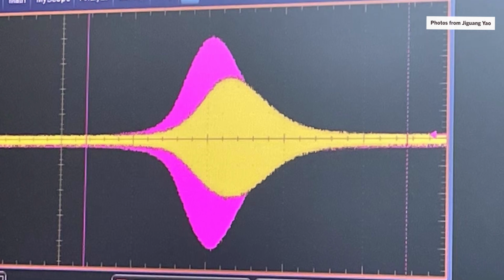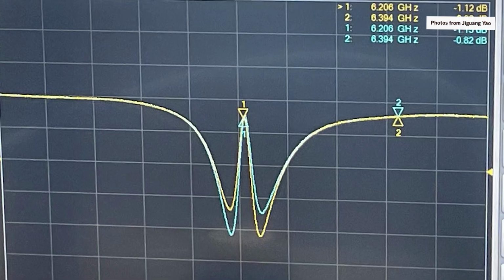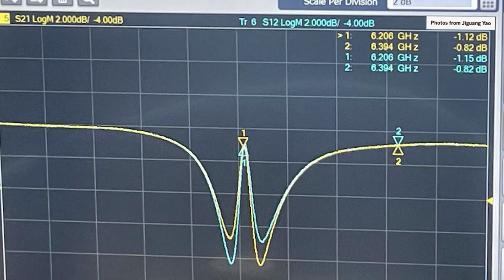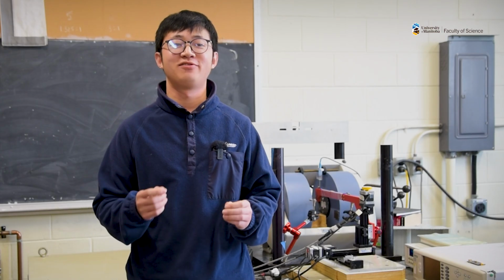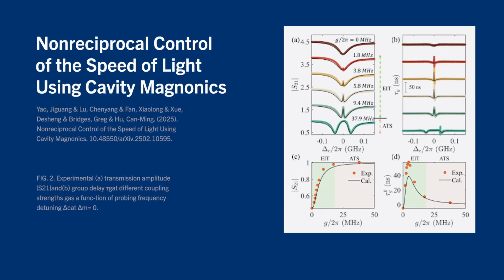It also allows a completely new type of logical device. Nonreciprocity is a very special property of magnetism, so we thought that maybe we can utilize that special property to do something. On the other hand, controlling the speed of light has been a very hot topic for many years, and it's related to resonant systems. So why don't we just combine these two special things together? That's how the idea came out.